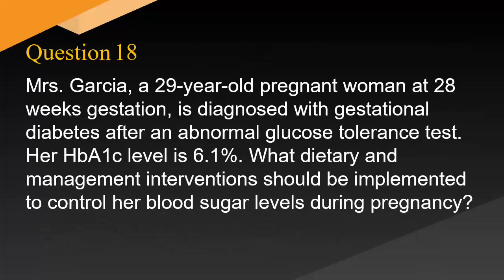Mrs. Garcia, a 29-year-old pregnant woman at 28 weeks gestation, is diagnosed with gestational diabetes after an abnormal glucose tolerance test. Her HbA1c level is 6.1%. What dietary and management interventions should be implemented to control her blood sugar levels during pregnancy?